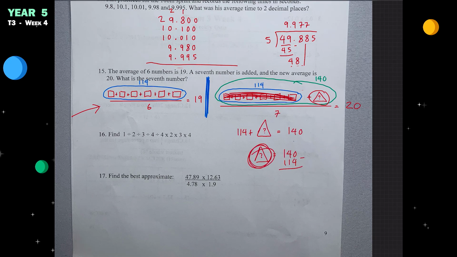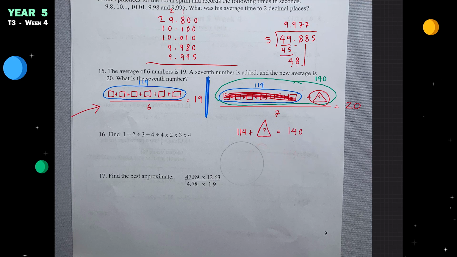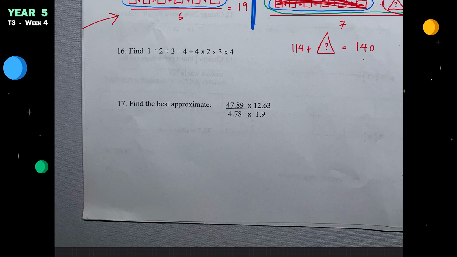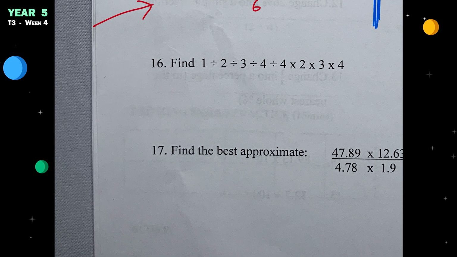Oh, yeah, I actually need to get rid of this one. Okay. Now the next question says 1 divided by 2 divided by 3, and so on. Okay, so let's see. When you take 1 and you divide it by 2, let's do this part first.